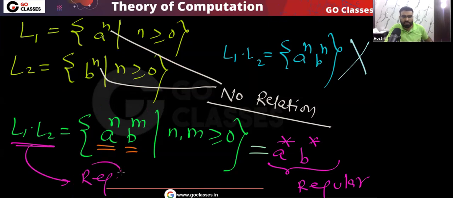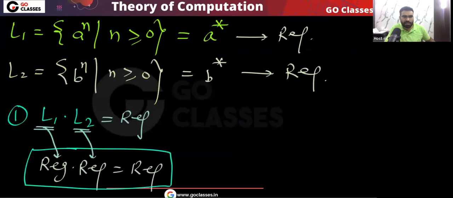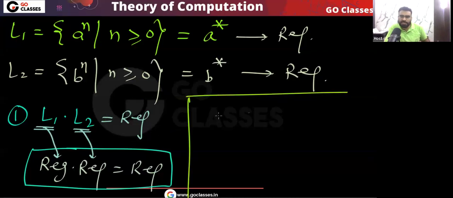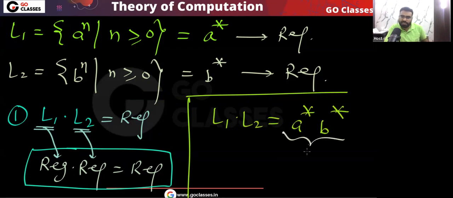So remember, this language is regular. Okay, understood? Very simple point, I hope you understood. And you can easily see that because L1 is regular and L2 is regular, their concatenation must be regular. So L1 dot L2 I can write as a star b star, and this is regular.